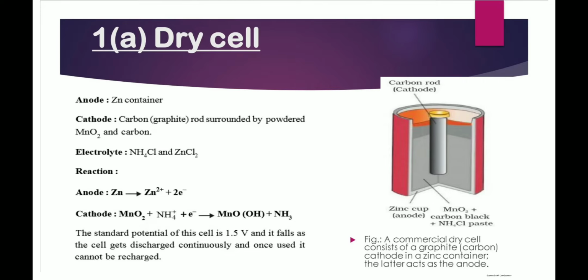The reaction occurring at the anode is Zn gives Zn2+ plus 2 electrons, and at the cathode, MnO2 plus NH4+ plus an electron gives MnOOH plus ammonia gas. The NH4+ comes from the NH4Cl. This NH3 gas can be easily trapped by reaction with zinc, forming a complex.